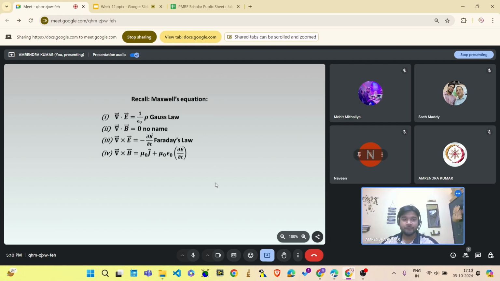It is okay to recall some of the equations. First, we will recall Maxwell's equations. The first is del dot E is equal to 1 over epsilon naught rho, which is due to Gauss's law. And the second one is del dot B is equal to 0.